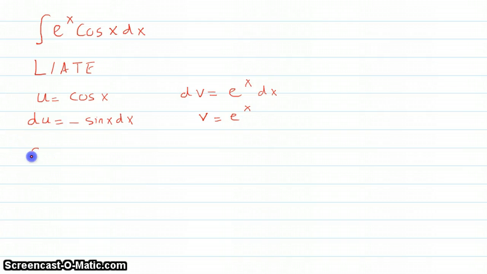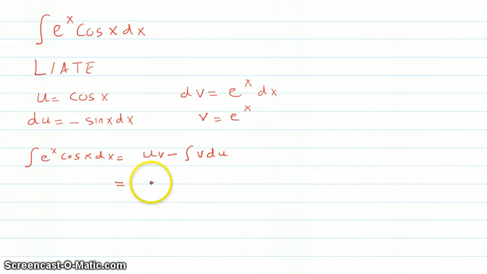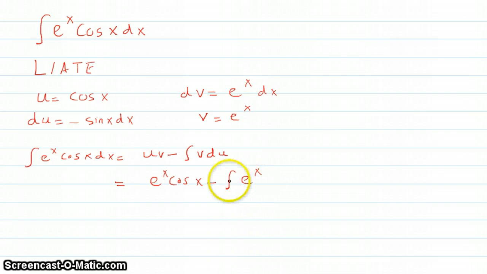Therefore, now I can write the integral of e to the x cosine x dx, which should be uv minus the integral of v du, using integration by parts. And uv would be e to the x cosine x, minus the integral of v du, where v is e to the x. du is negative sine x dx, so I'm going to make this positive: sine x dx.